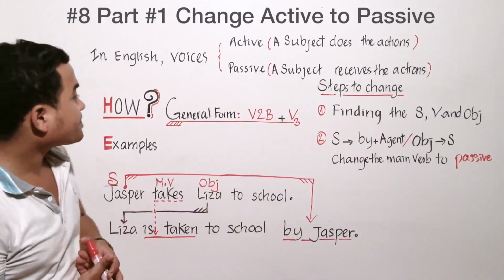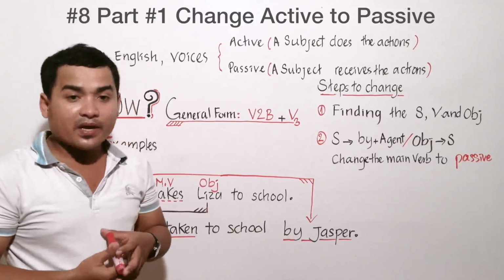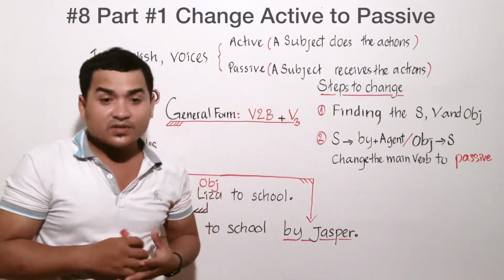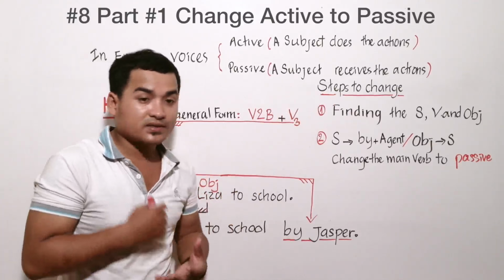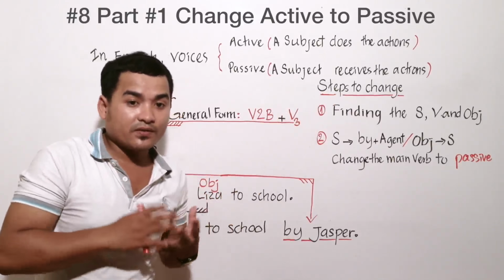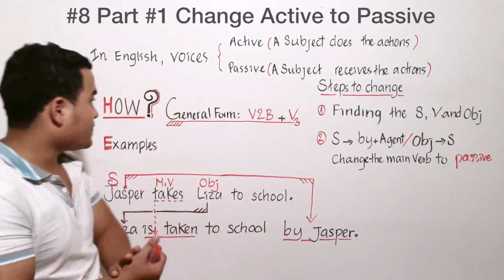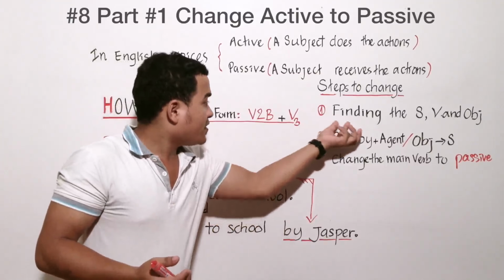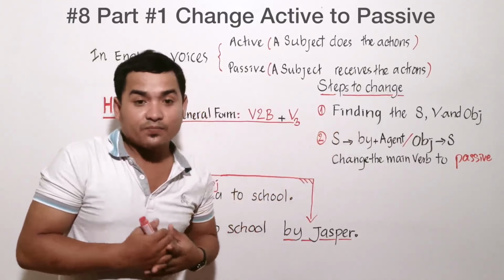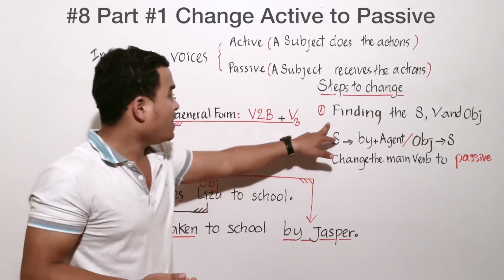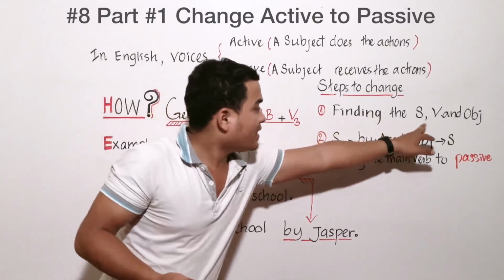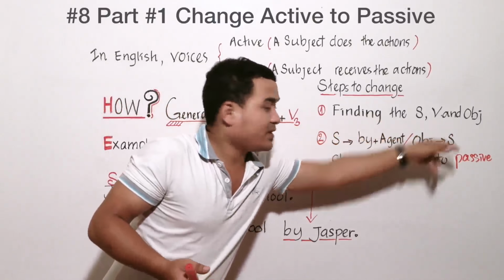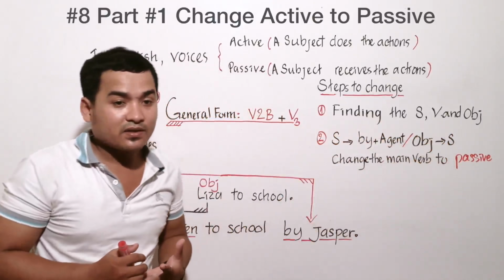Alright, so please remember. Okay, so now we begin with the two simple steps in order to change active to passive voice faster. Right? So please go on to the first step. Before you change the active to passive voice, you have to find the subject, then find the main verb, and then you have to find the object.